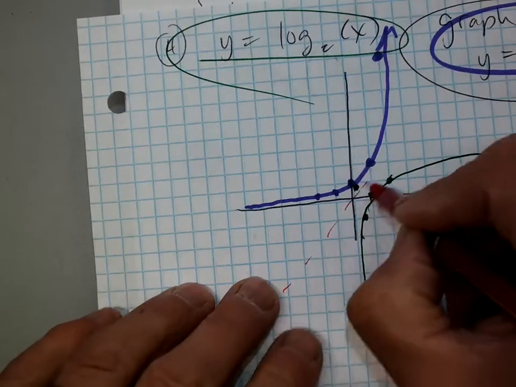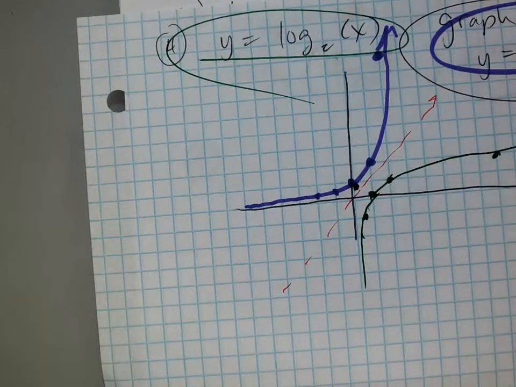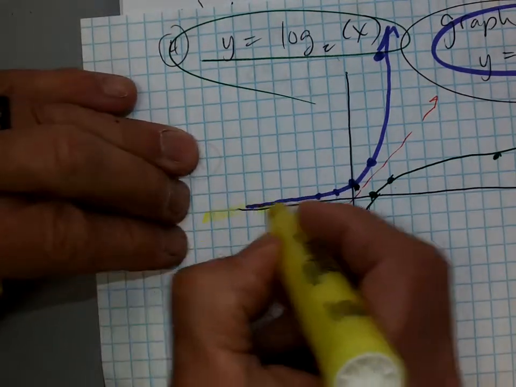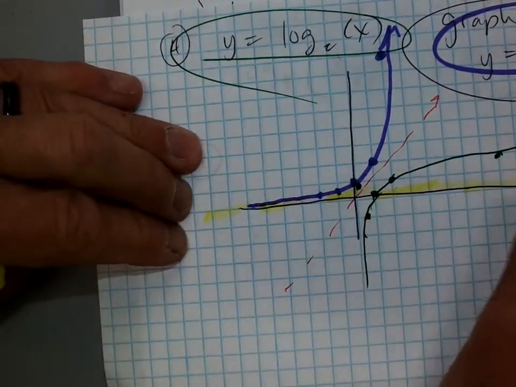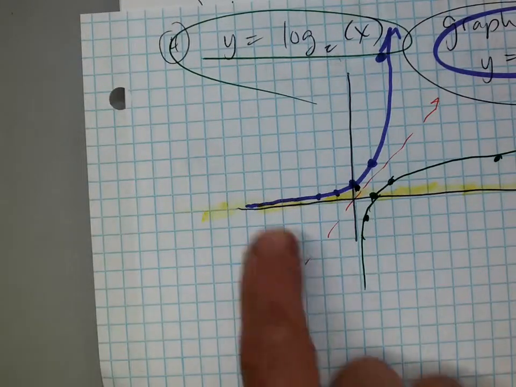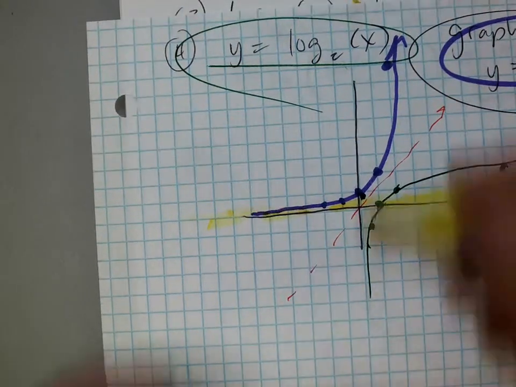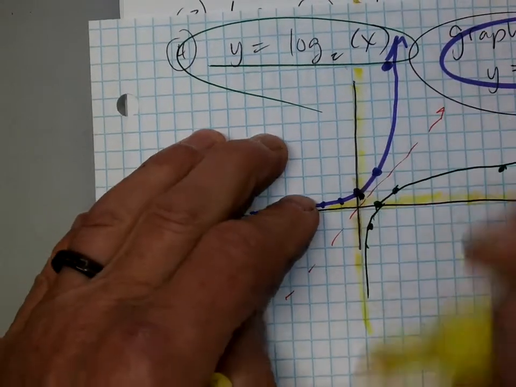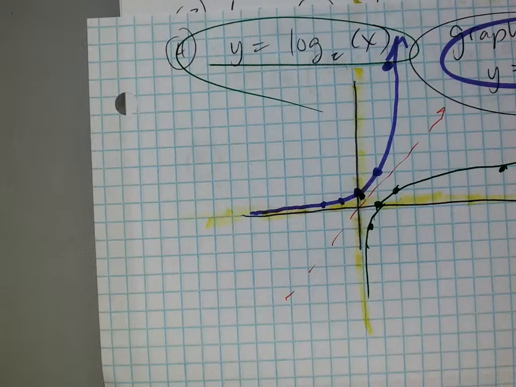Remember that line right there? We have a horizontal asymptote right here. Hopefully you're remembering this maybe. We have a horizontal asymptote to give us a boundary for the exponential, and we have a vertical asymptote right here to give us a boundary for the log.